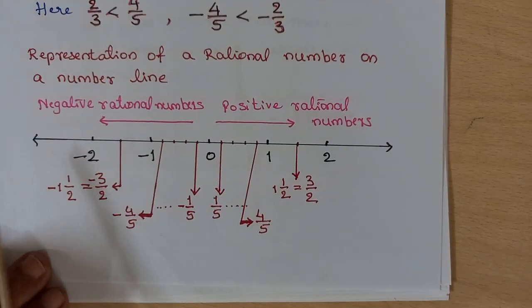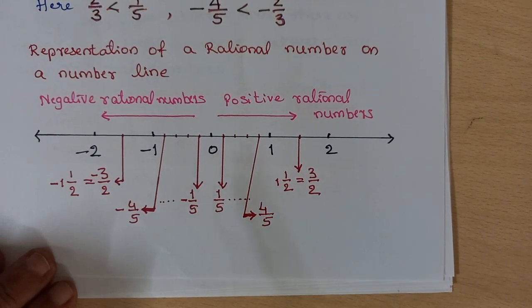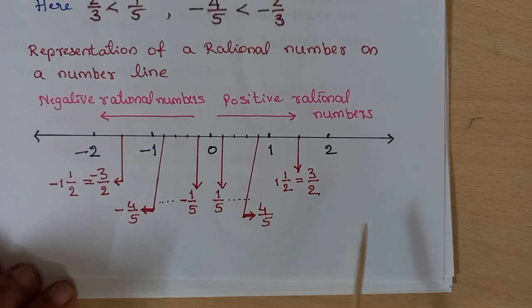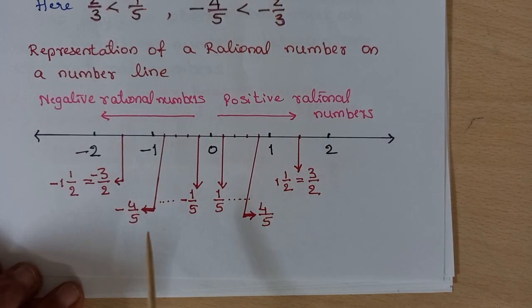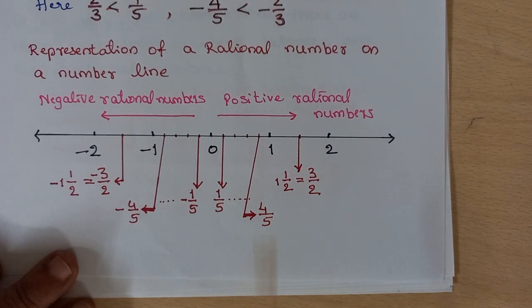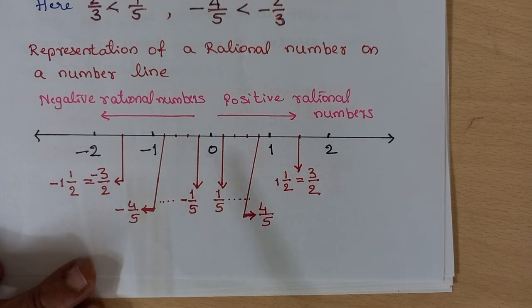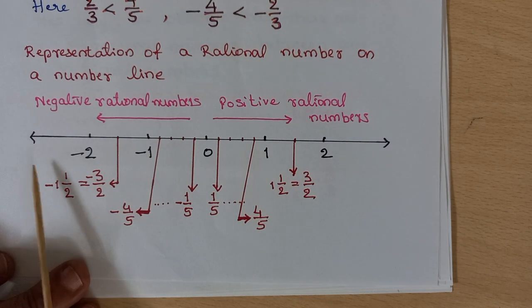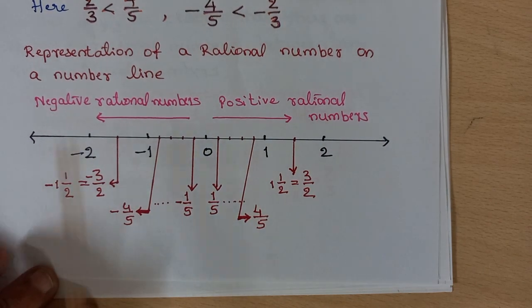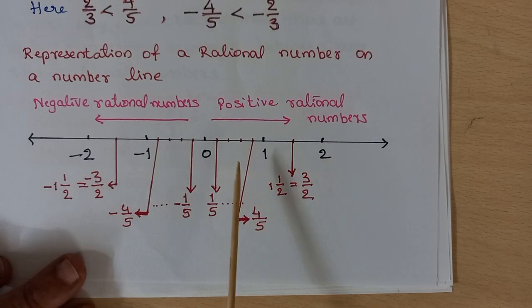Representation of rational numbers on a number line. How do we represent them on the number line? We know that rational numbers are fractions, but in fractions all the numerators and denominators are positive, but in rational numbers the numerator can be negative or the denominator can be negative, or both can be negative. On the number line we represent the numbers like this.